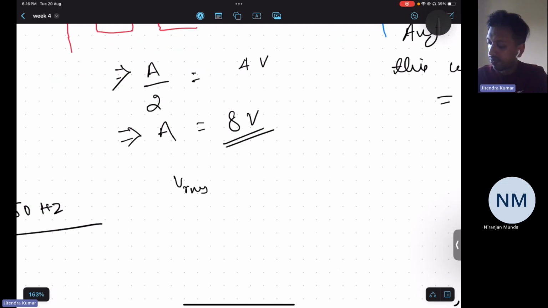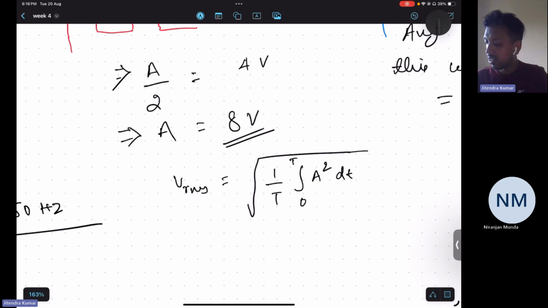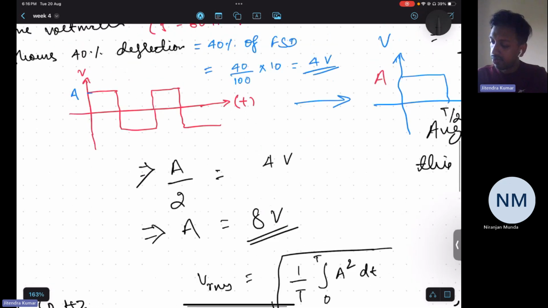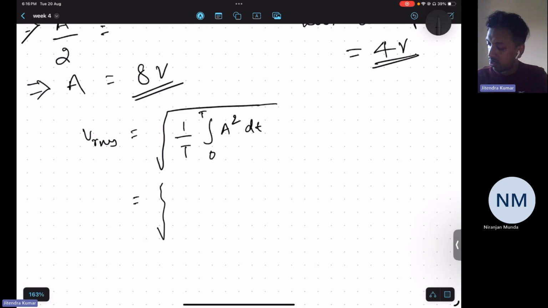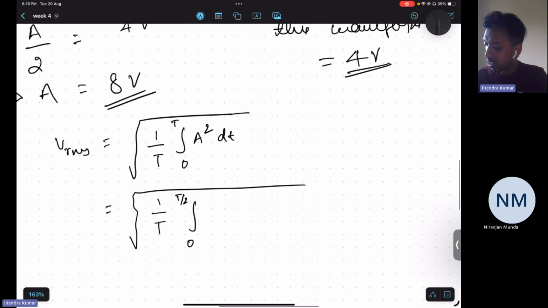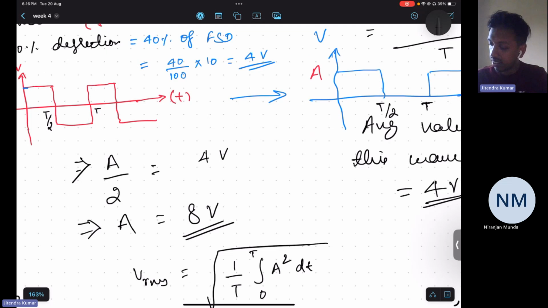So V RMS is equal to the square root of 1 by T integral 0 to T of A square dt, isn't it? So see, 0 to T, this is T by 2, this is T. If we further break it down, 0 to T by 2, it is A square into dt, plus T by 2 to T is minus A.